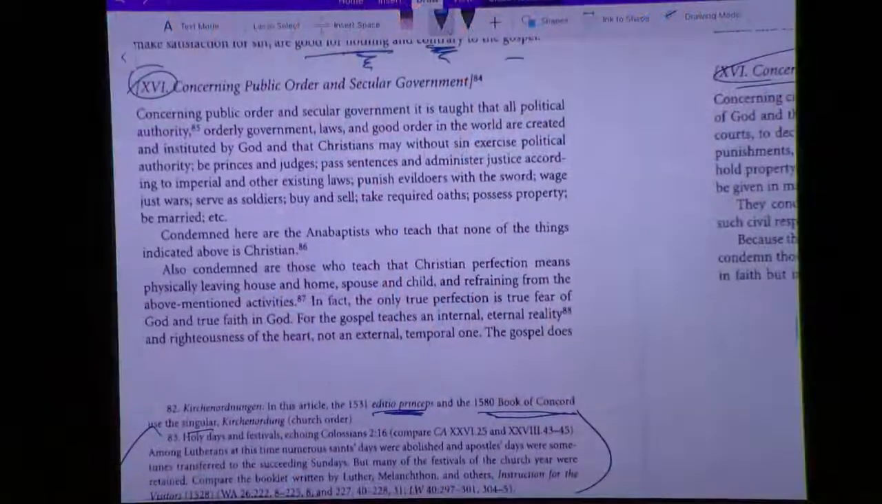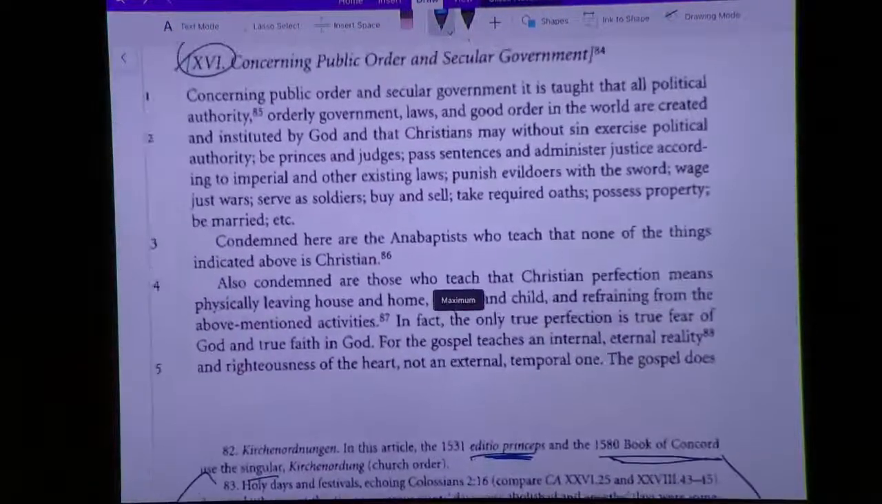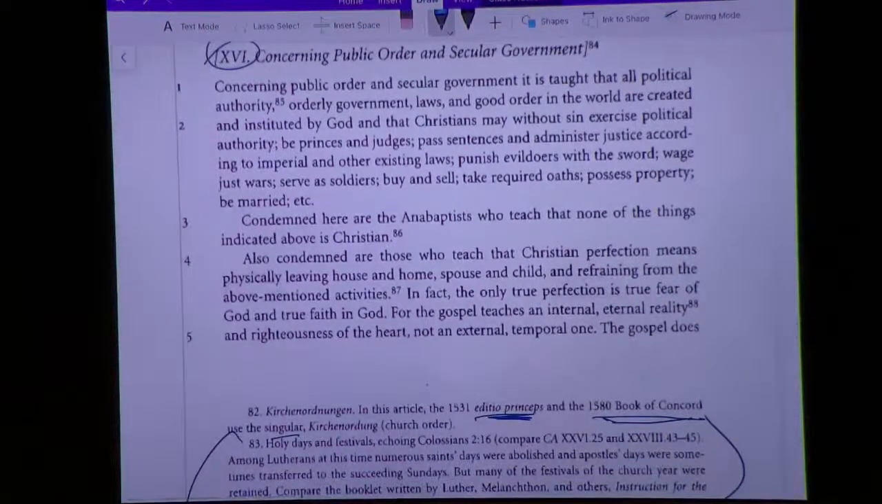Concerning public order and secular government, it is taught, let me make it a little bigger for you, that all political authority, orderly government, laws, and good order in the world are created and instituted by God. And that Christians may, without sin, exercise political authority, be princes and judges, pass sentences, and administer justice according to imperial and other existing laws, punish evildoers with the sword, wage just wars, serve as soldiers, buy and sell, take required oaths, possess property, be married, etc.